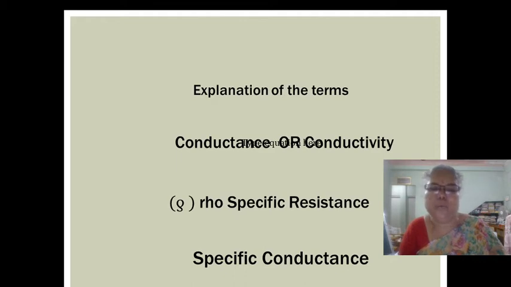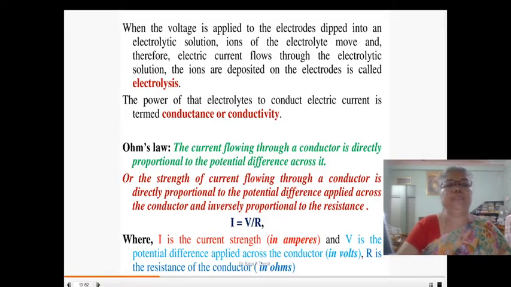You know this. Then, when voltage is applied to the electrodes dipped into an electrolytic solution, ions of the electrolyte move and therefore electric current flows through the electrolytic solution. The deposition of ions on the electrodes is called electrolysis. The power of the electrolyte to conduct electric current is termed conductance or conductivity.